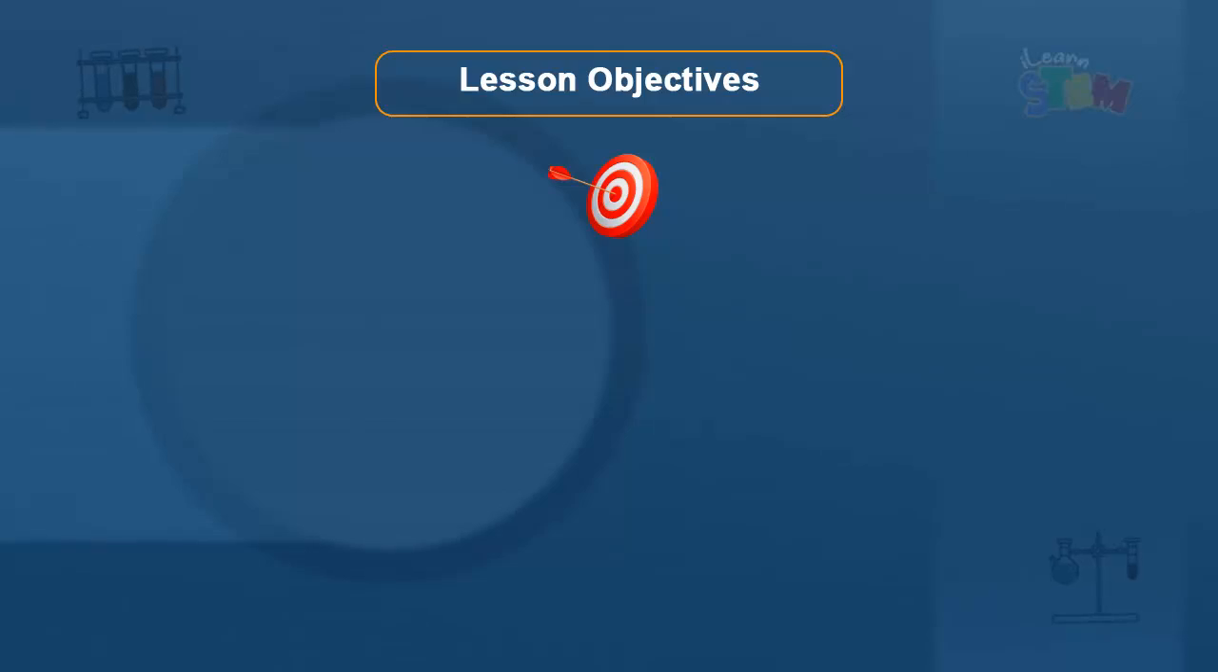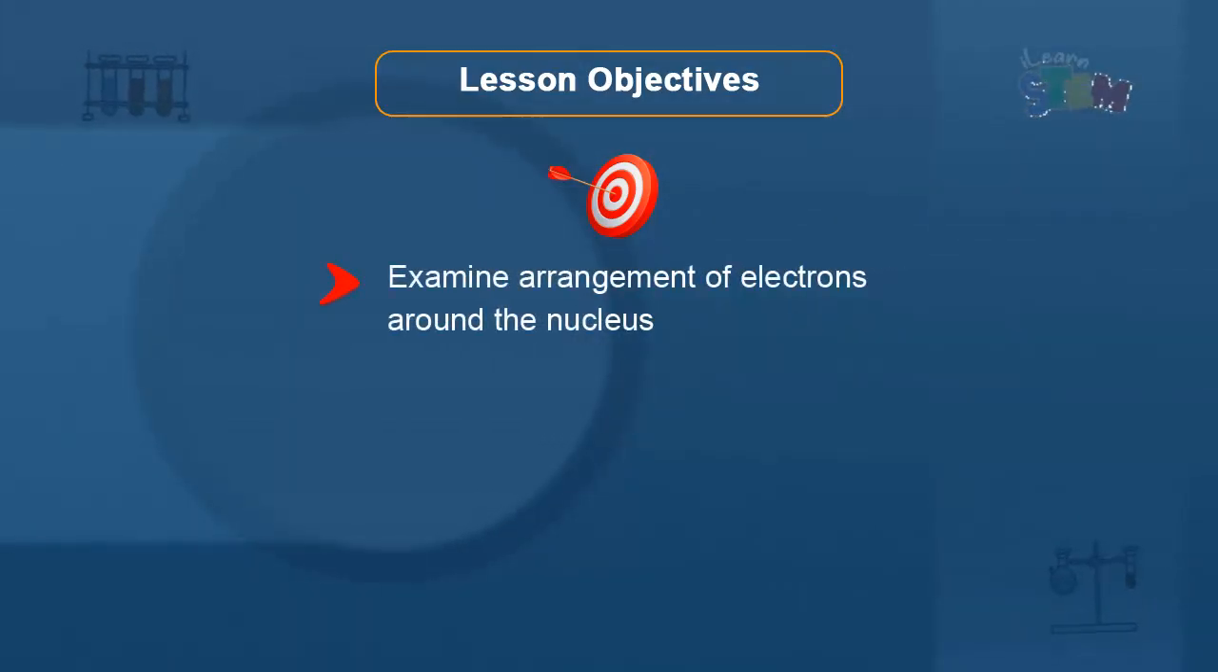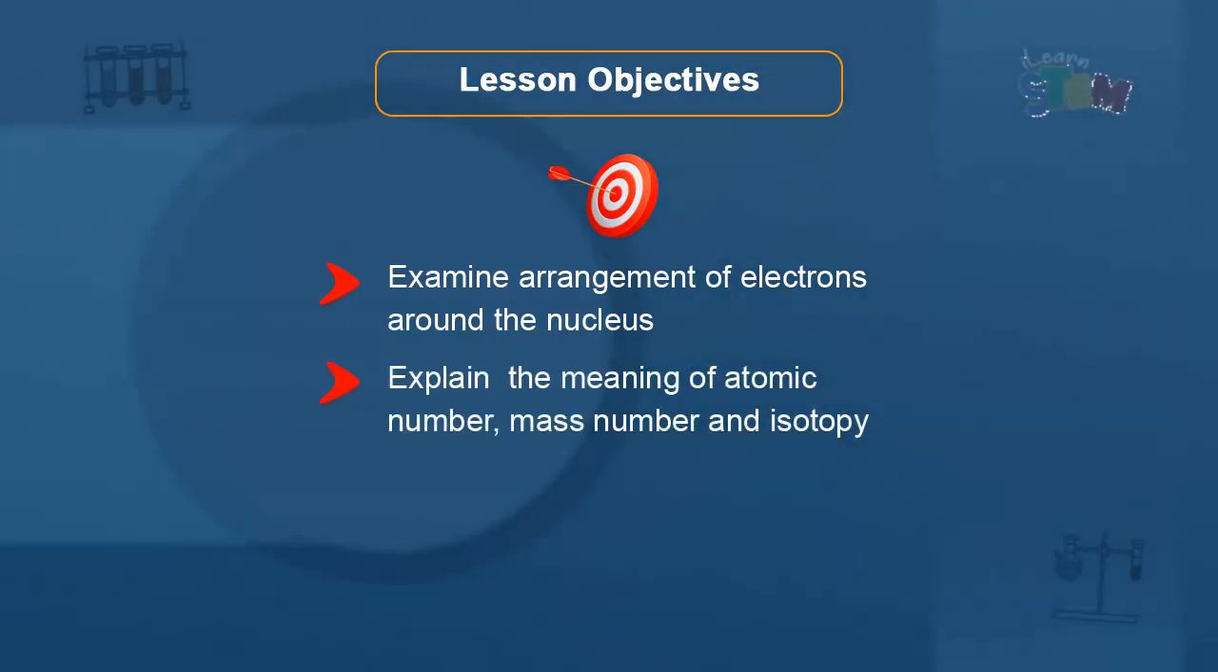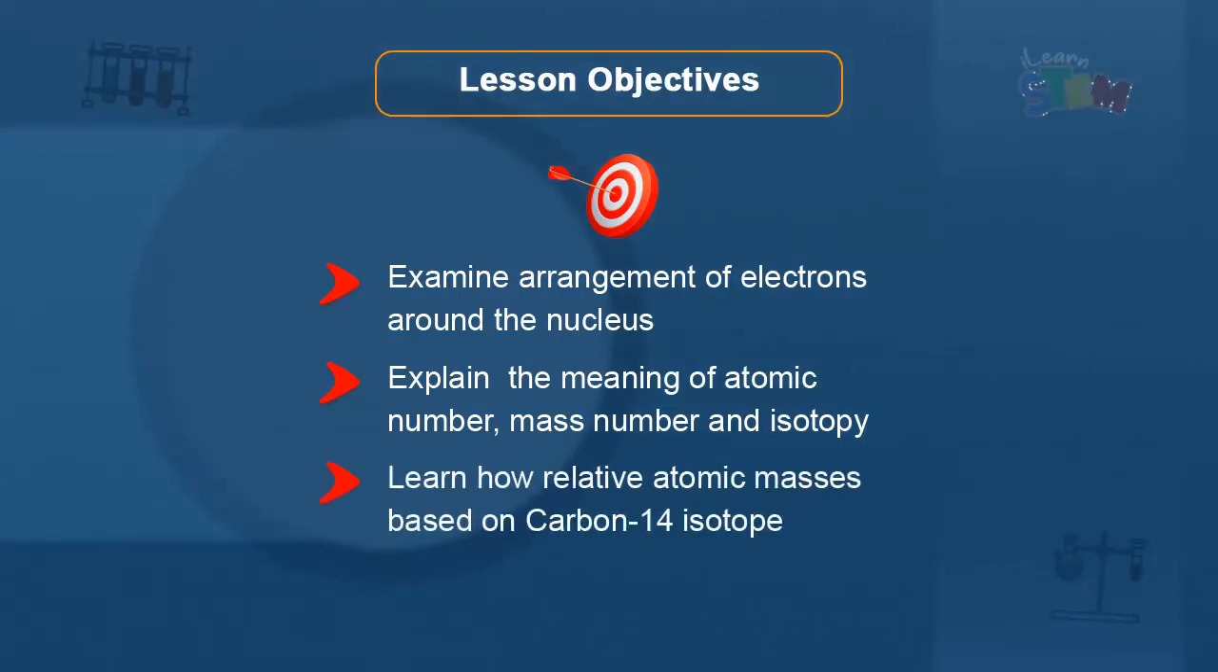Our lesson objectives for today are to examine the arrangement of electrons around the nucleus, and how electrons occupy different energy levels. Next, we will explain the meaning of atomic number, mass number, and isotopy. Finally, we will learn how relative atomic masses are determined using the carbon-14 isotope as a reference.